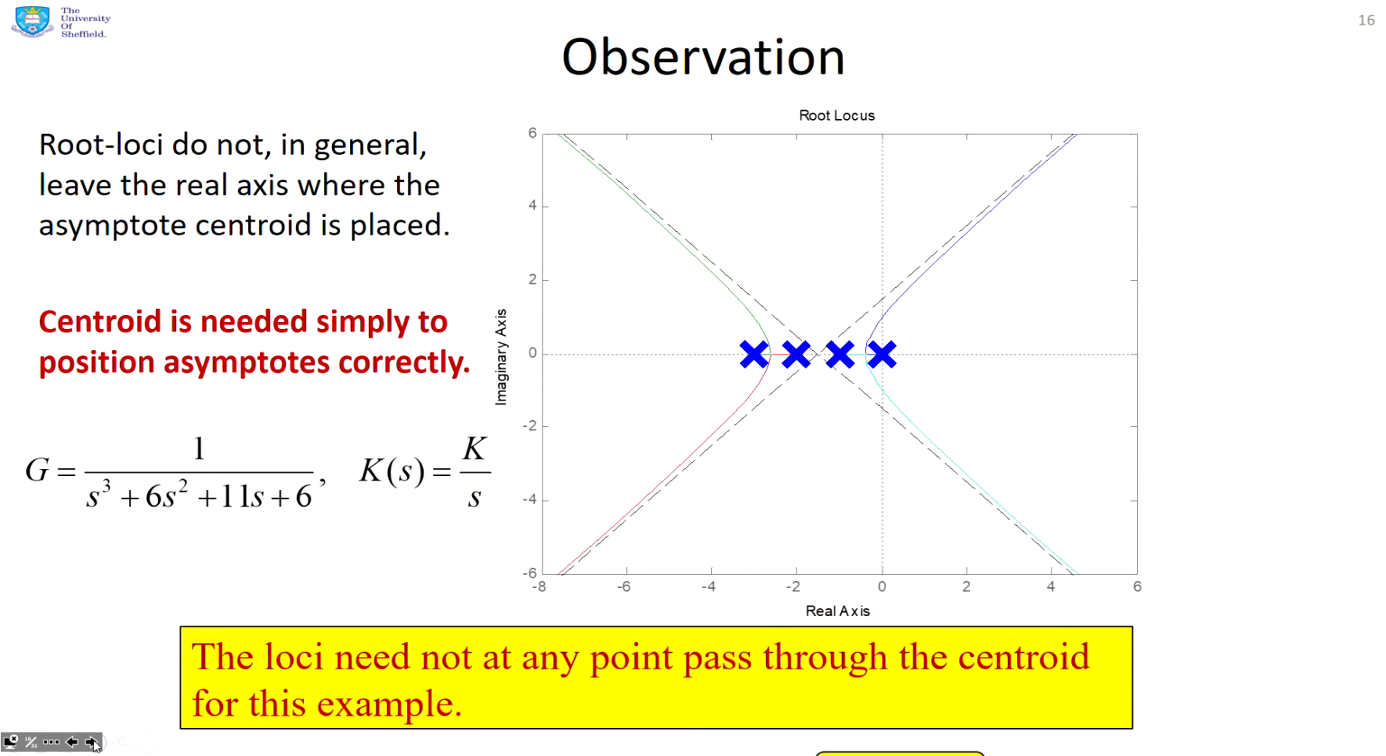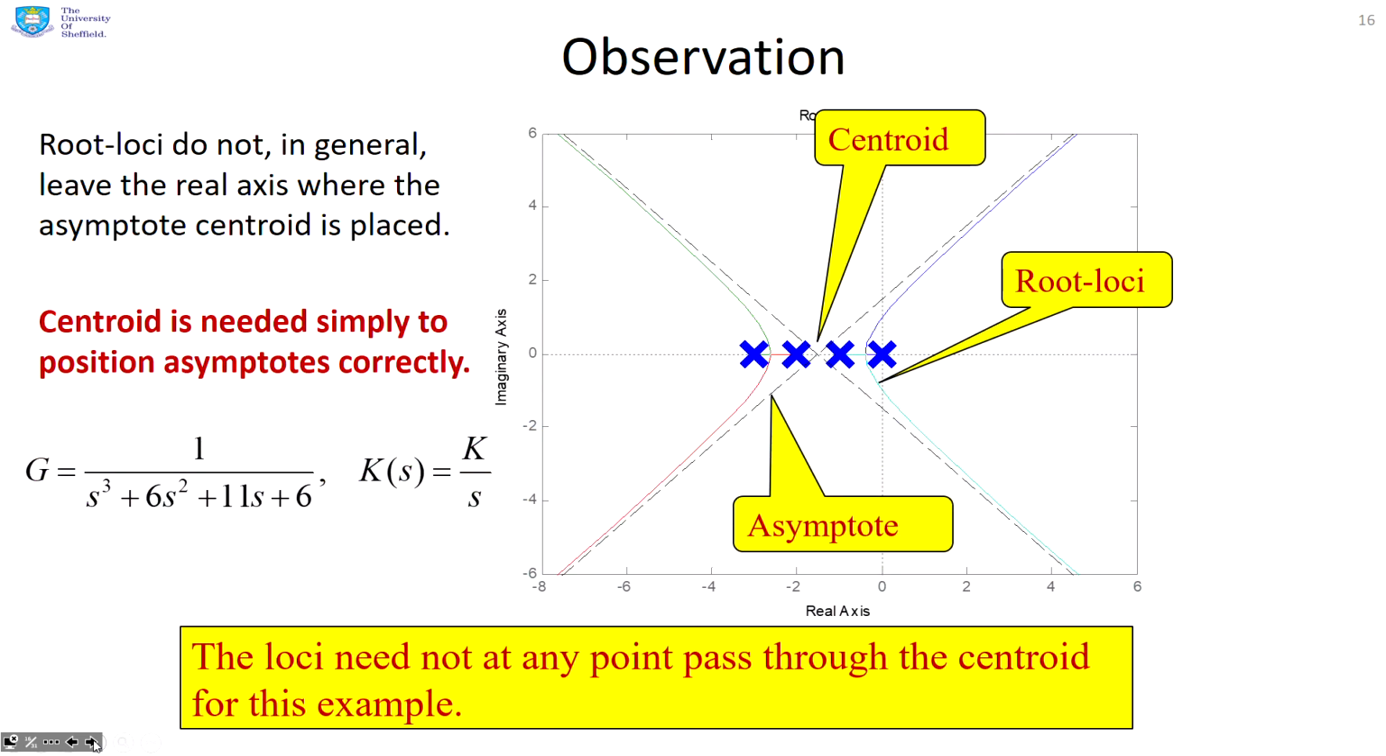So here's an example just to illustrate the point. You can see the asymptotes are put here in dashed lines, and the centroid of the asymptotes has been marked here. And you notice that centroid is actually not on the loci. It might be, but it doesn't need to be. And you can see here that the loci approach the asymptotes asymptotically, but not necessarily for small values of k. But we need the centroid to put the asymptotes in the correct place.